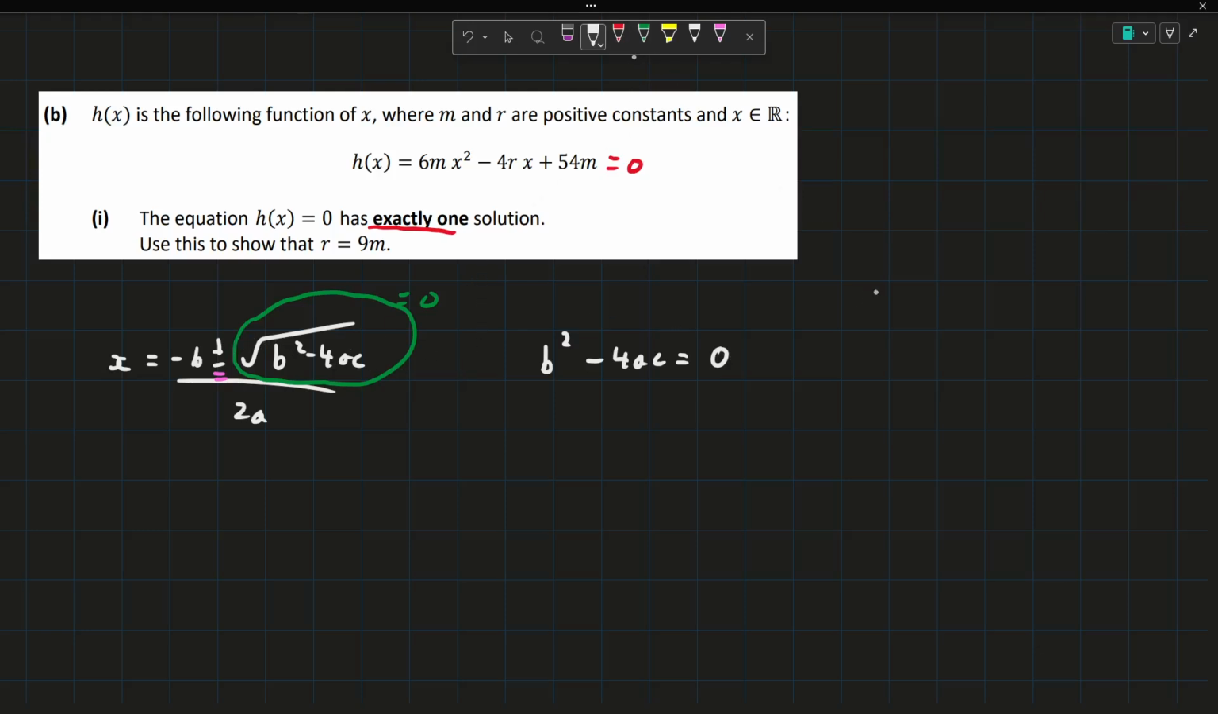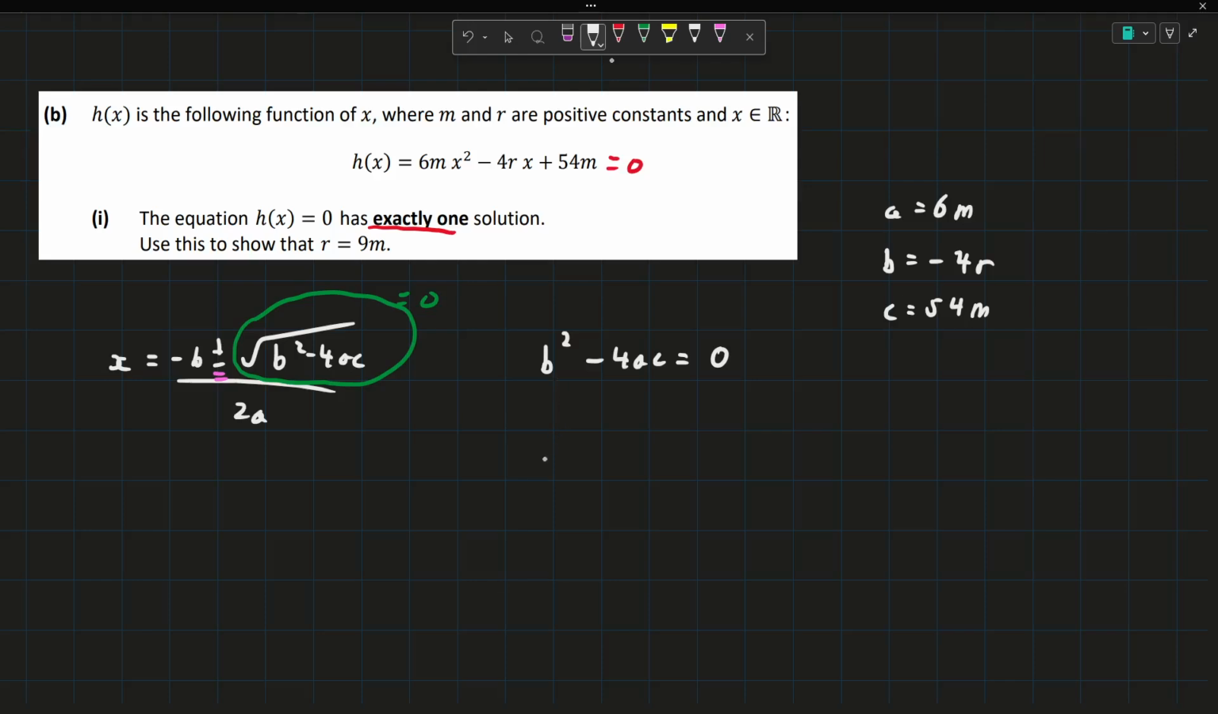So our value for b, as you can see, will be minus 4r, the number in front of the x. The number, I should have done a first, but a will be 6m, the number in front of x squared. And then the constant term will just be 54m, which is the thing that has no x beside it. So now we can just fill into this equation and solve.